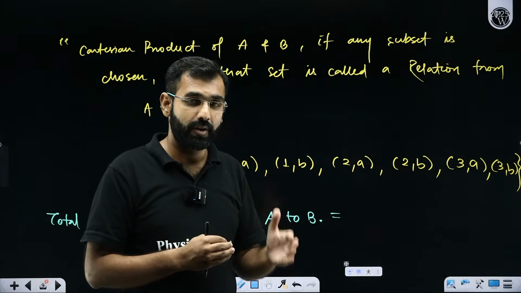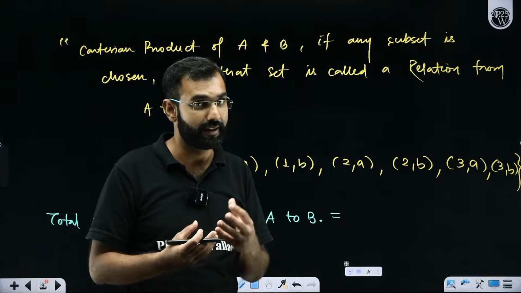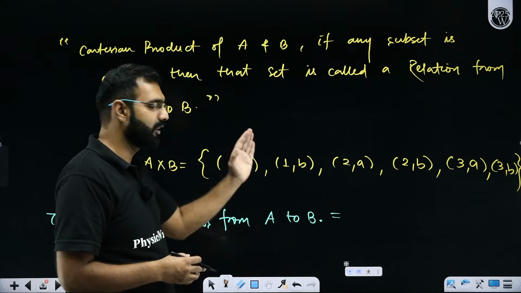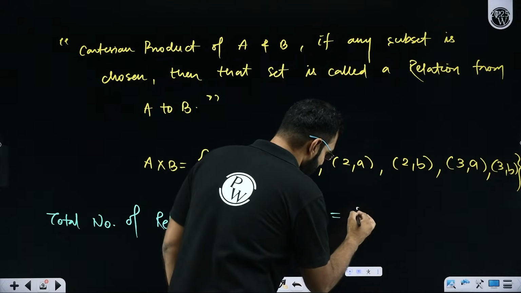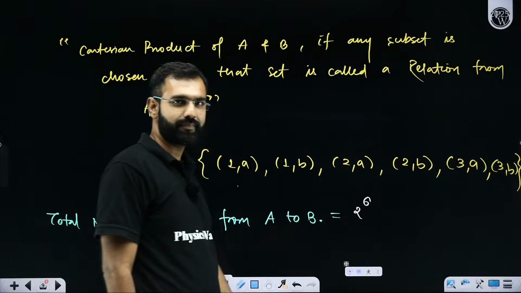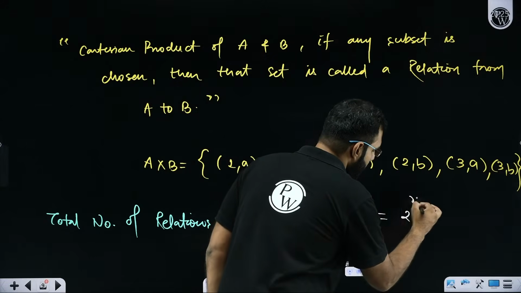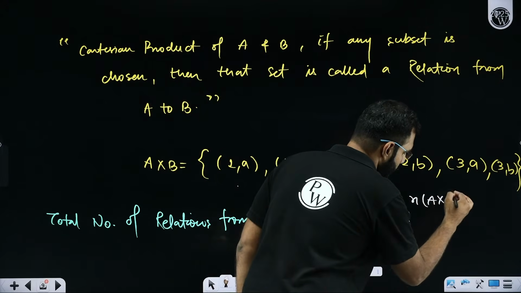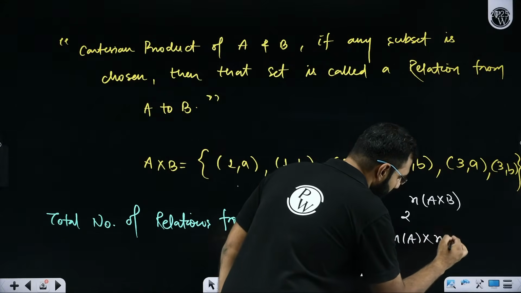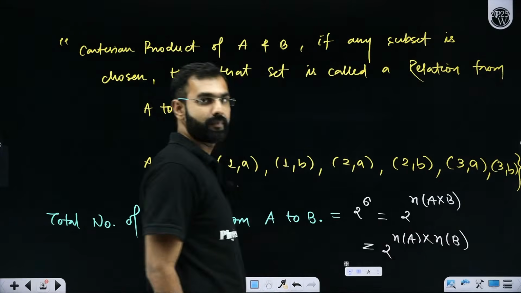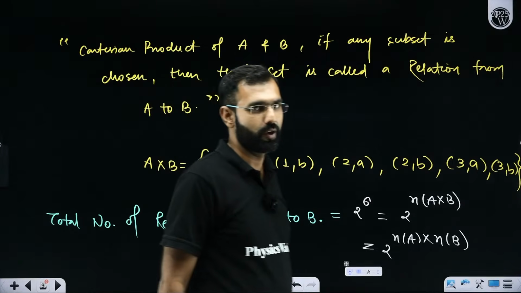So in the chapter Permutation and Combinations, when we talk about the basic principle of counting, I'll explain that if each of them has 2 choices, the total number of choices I now have is 2 to the power 6. What does it mean? It means 2 to the power number of elements in A cross B, which means 2 to the power number of elements in A into number of elements in B. Yes, absolutely. That's a very good observation, students.